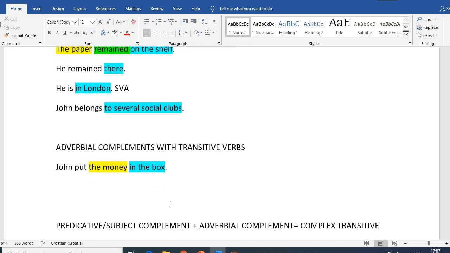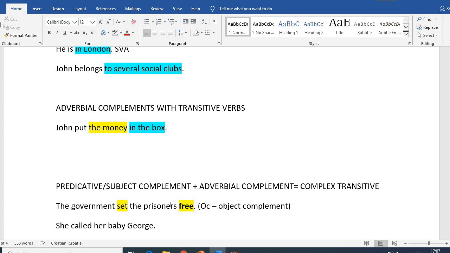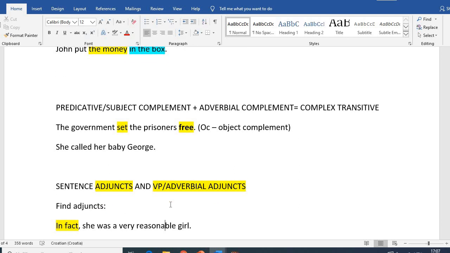And then we have the same type of complement with transitive verbs, for example, John put the money, and you expect something after this direct object. So you have a direct object and you have an adverbial, which is again obligatory. And this was complex transitive that we also mentioned last time.